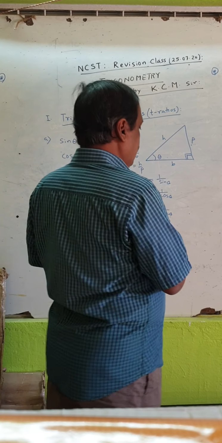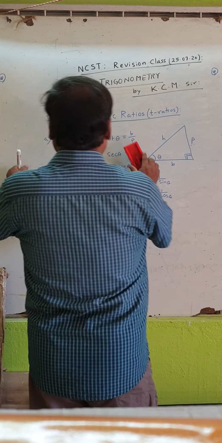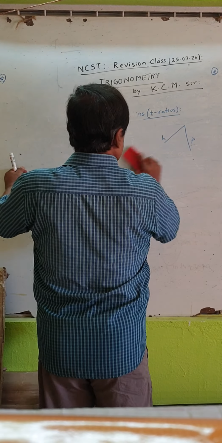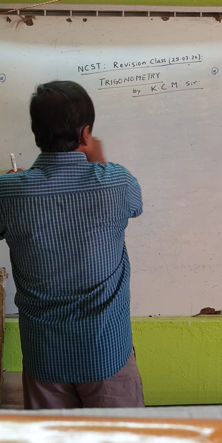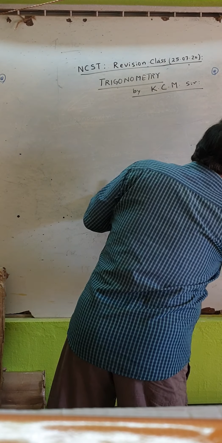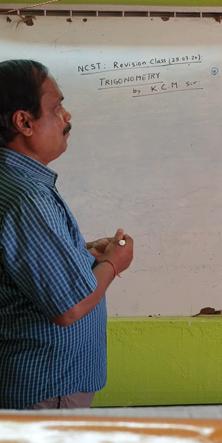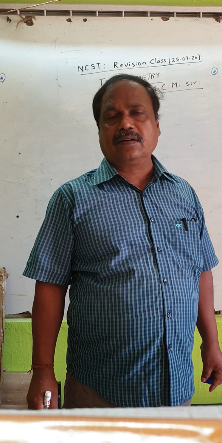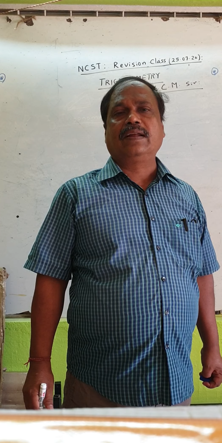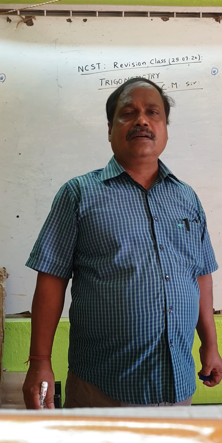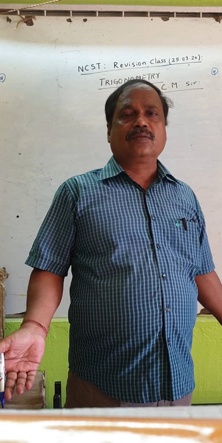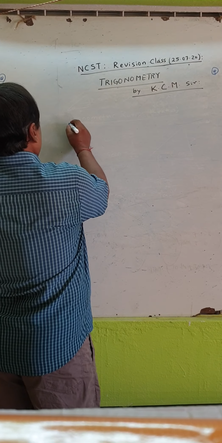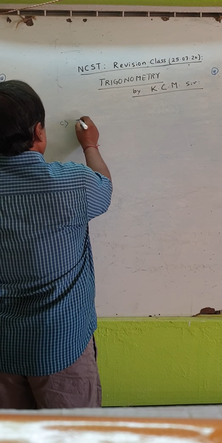Now come quickly to the trigonometric identities. That means the relation. What do you mean by trigonometric identity? A trigonometric relation which is true for all values of theta in the domain of its definition is known as a trigonometric identity.